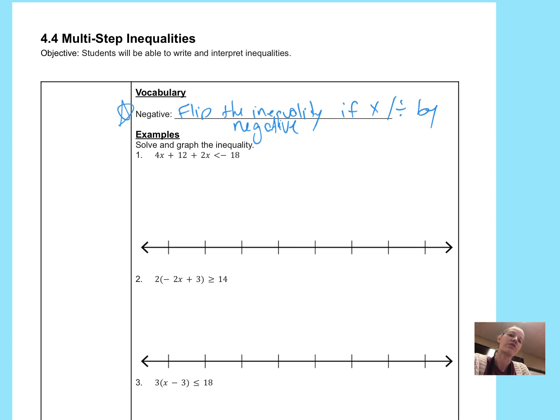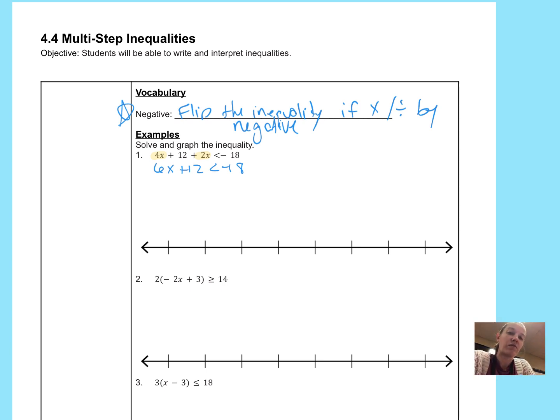So before I start solving this, I'm noticing that I've got a 4x and a 2x, and they're on the same side. So I can simplify that. As long as they're on the same side, it can be simplified. 4x and 2x would be 6x. And I'm going to keep that 12 the same, is less than negative 18. And now I can go ahead and begin solving.